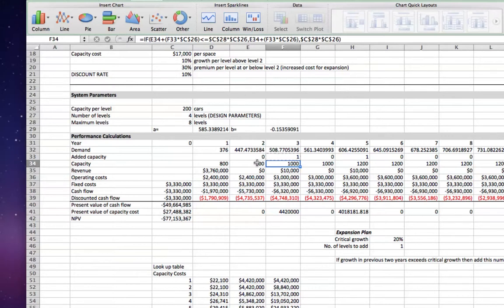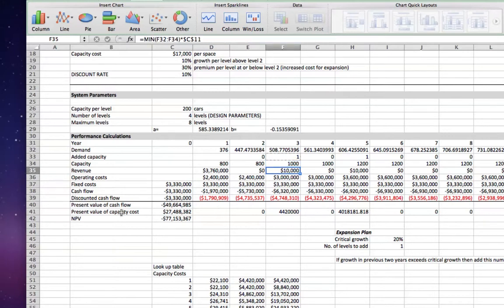So if this capacity, plus the 200 plus an added capacity here, is less than the maximum of 8 levels times 200, then put in this value, this capacity. Otherwise, just put in the maximum. So we can't go above 8 floors. So that's where that comes into play.